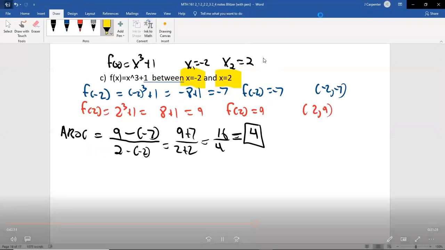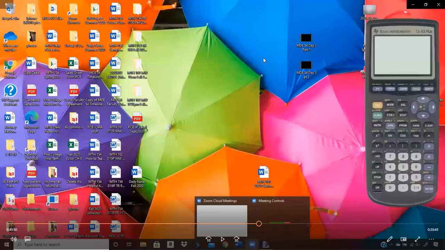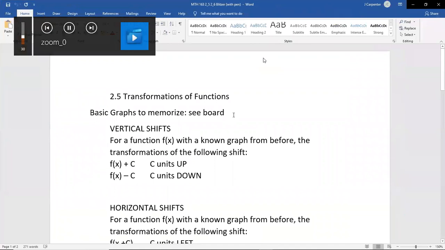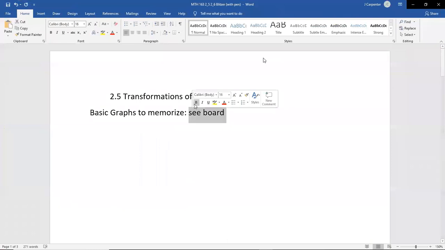All right, so that is 2.4. We have finished that section, which means the homework is this. Transformation of functions. When I say see board, I mean this is our board.